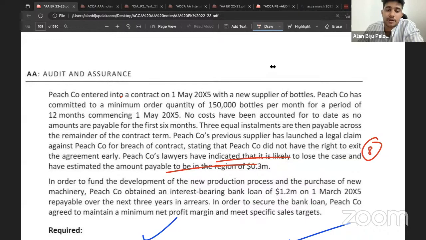Discuss with the management whether they have recognized an adequate amount of provision in relation to the legal claim against the company. Consider whether it is reasonable and in accordance with standards.